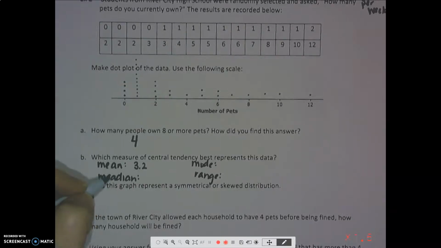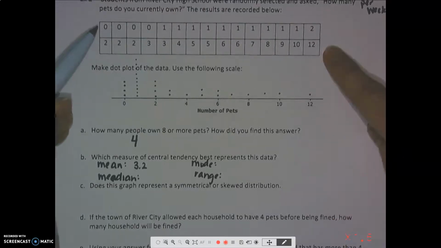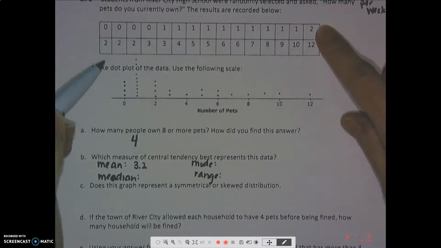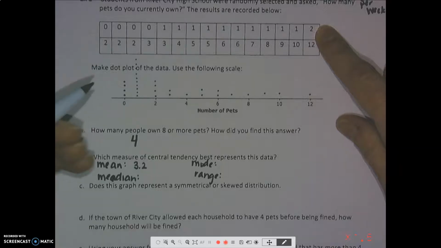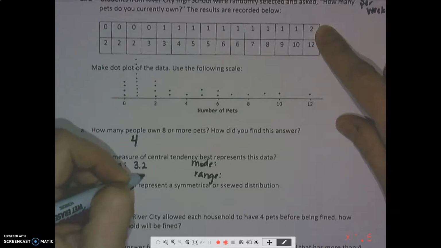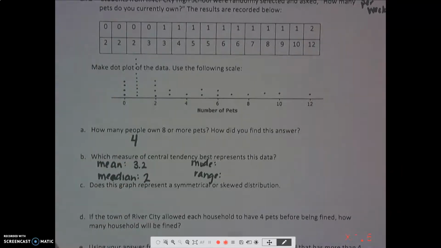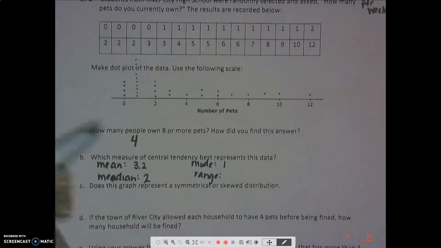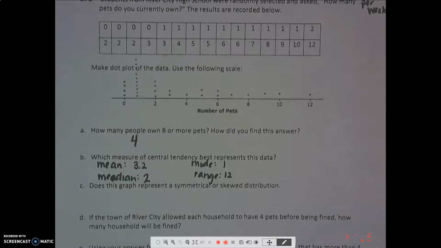I spelled median wrong as well there. Okay, so median is the middle number, and they're already in order. And so if you were to cross them off from left to right in the table here, you would get to these 2's that are in the middle, and the middle between 2 and 2 is just 2, so our median is 2. Our mode is 1 because that had the most common answer, and then our range is going to be 12. So which one of these do you think best represents the data?